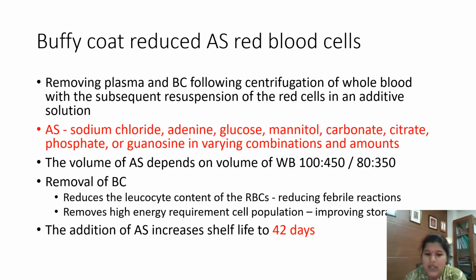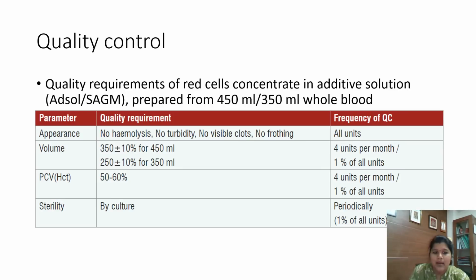One is that it reduces the leukocyte count of the RBC, thereby reducing febrile transfusion reactions. It removes the high energy requirement cell population. That is, once the high energy requirement cell population is removed, the quality of storage of RBCs improves and the metabolism of RBC is also improved. Therefore, addition of additive solution increases the shelf life of a PRC to up to 42 days. Coming to the quality control of red cell concentrate with additive solution, regarding appearance, there should be no hemolysis, turbidity, clots or frothing. Volume same, plus or minus 10%, but here the hematocrit should be between 50 to 60%.